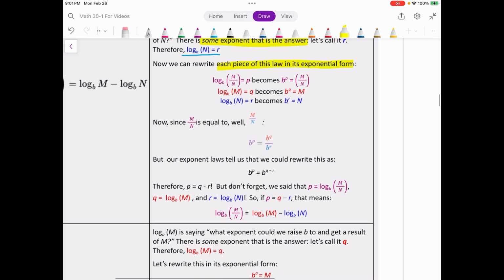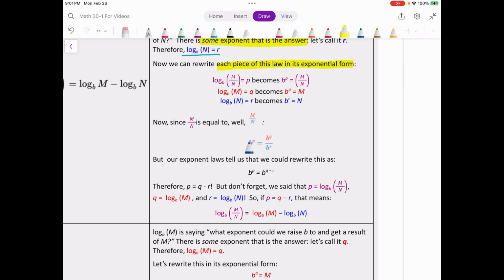So log base b of m over n we said was going to equal p. In its exponential form, b to the power of p equals m over n. Log base b of m equals q in exponential form, b to the power of q equals m. This one, b to the r equals n. Now, we know that m over n is b to the power of p, but we know that m is b to the q, and n is b to the r.